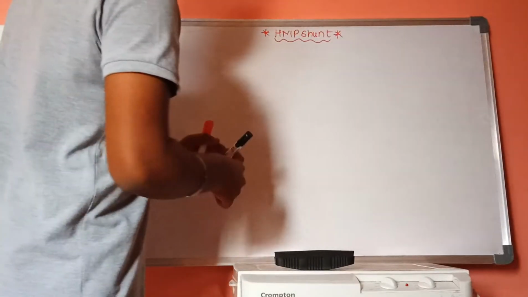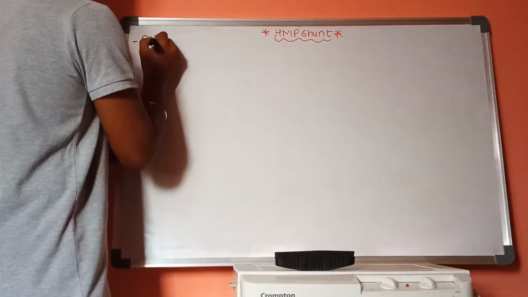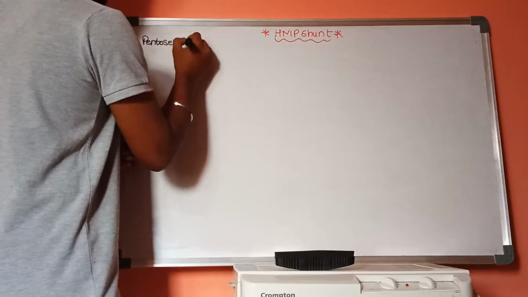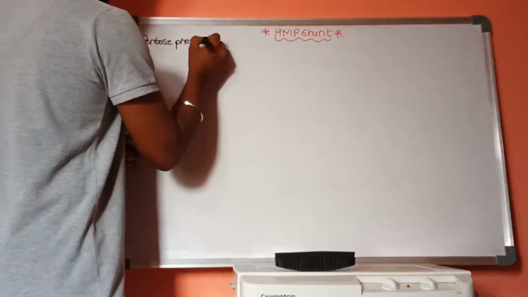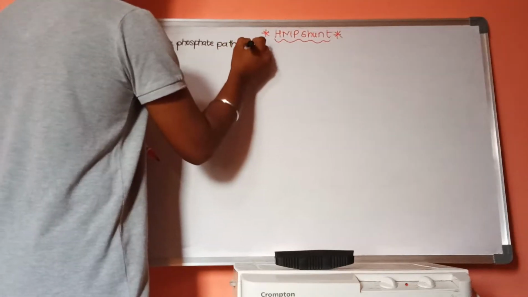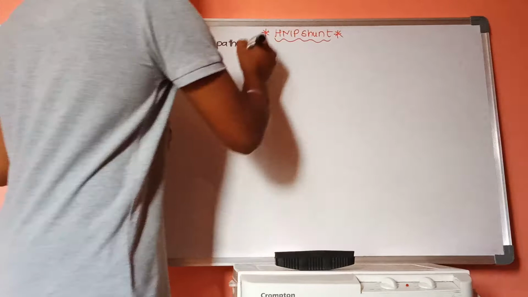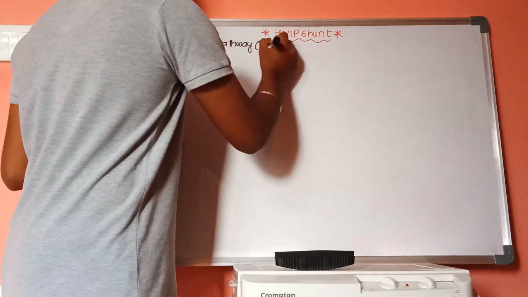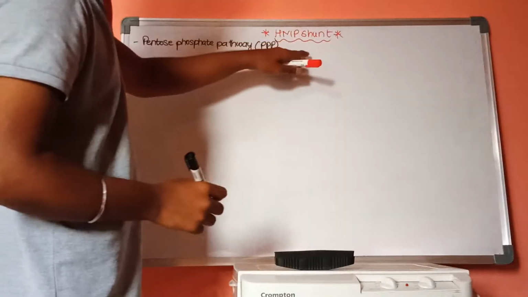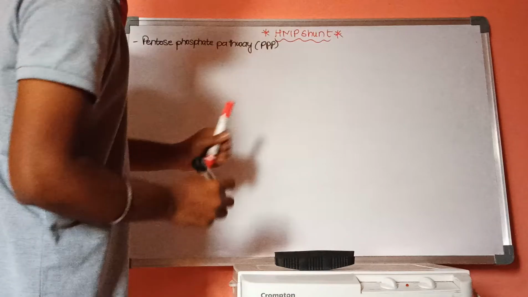HMP shunt is also called the pentose phosphate pathway, and it is the alternative of glycolysis and TCA cycle.